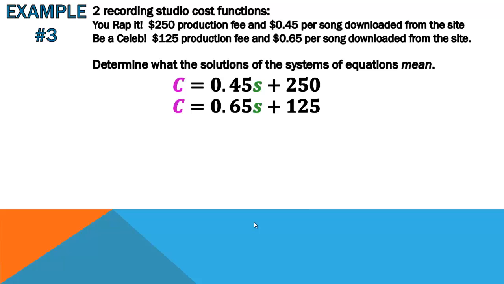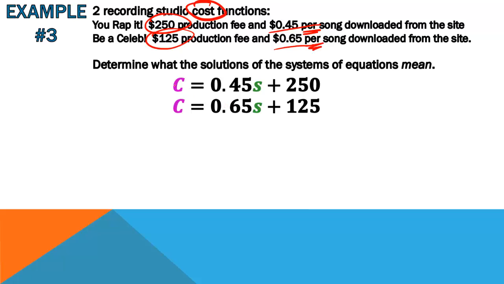So in this example, we have two recording studio cost functions. Now if you have a cost function, that's going to clue you into something here. One has a $250 production fee and 45 cents per song download. The other one has a $125 production fee and 65 cents per song download. So this is the initial cost, or your y-intercept. And these are what get a variable, as you can see by that "per" there.